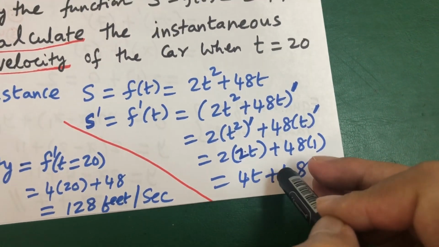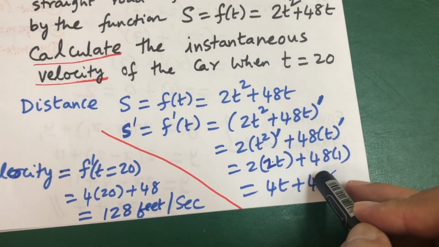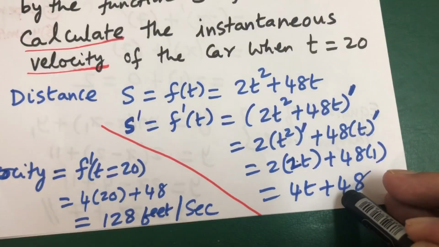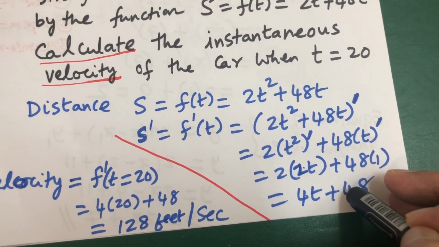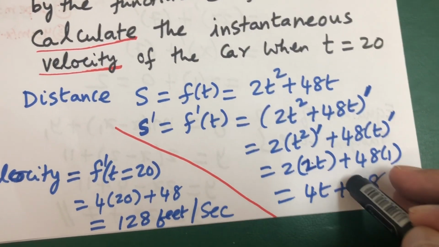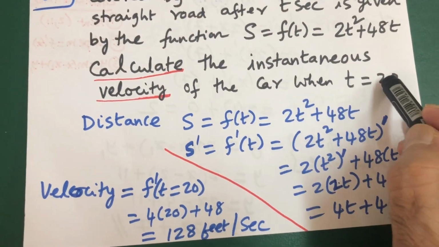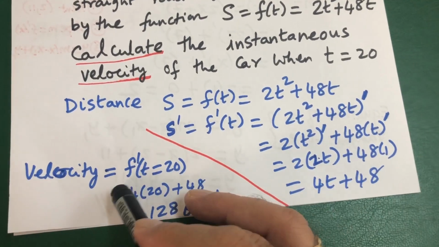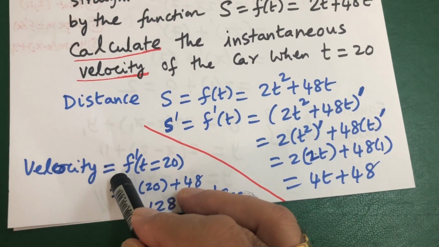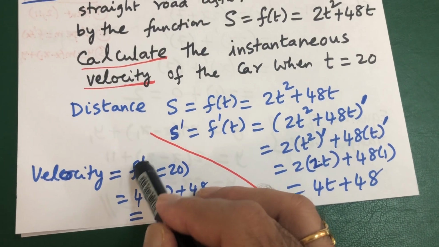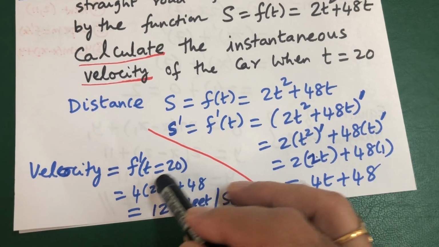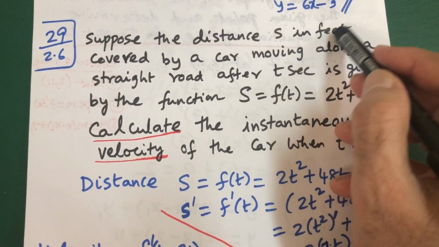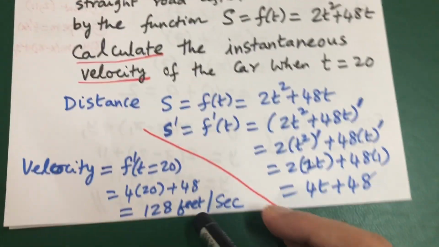This is not the answer. Velocity is a number, please. Velocity is a number; slope is a number. Velocity is also a number. If I am going 100 km per hour in my car, that 100 is a number. So after putting the value t equal to 20 in the derivative, you get the velocity. That is 4 times 20 plus 48, which is 128 feet per second. Because the problem has feet and seconds, you should write feet per second.